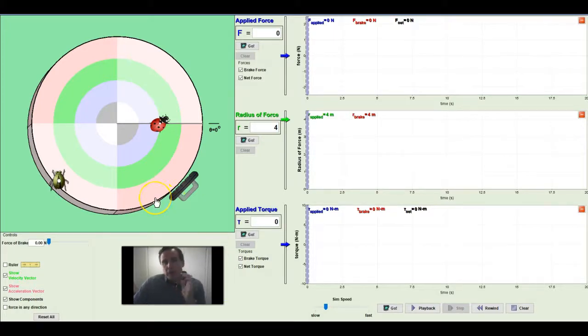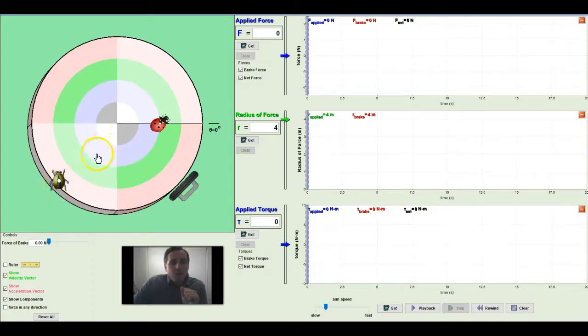I've discussed torque in a previous video, but I'd like to look at torque as it relates to force and radius directly, and I'd also like to apply this to the following turntable. So what we have here is a ladybug at a radius of 2 meters and a beetle at a radius of 4 meters.